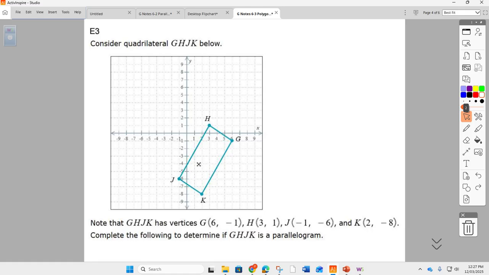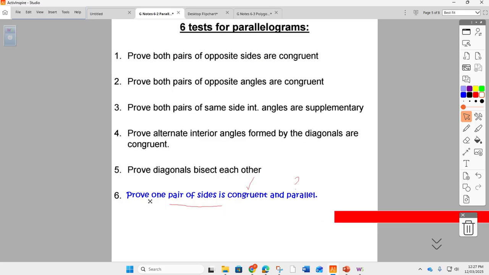So we can use any of our sheets right here. This is the one we're going to use. This one is one of the easier ones because it only involves 2 sides, right? One pair of sides is congruent, and that same pair is also parallel. We don't have to know anything else, right? So if we can find the slope of those 2 sides, and we can find the length of those 2 sides, we can say that this is or is not a parallelogram.